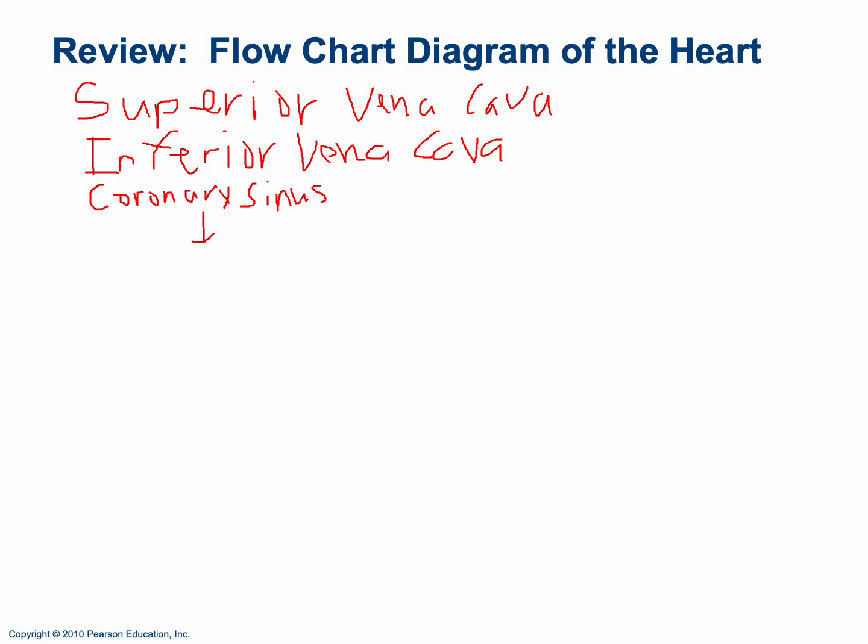So then the blood is going to enter into the right atrium. With enough blood volume now accumulated and pressure building, the blood will make its way into the tricuspid valve.